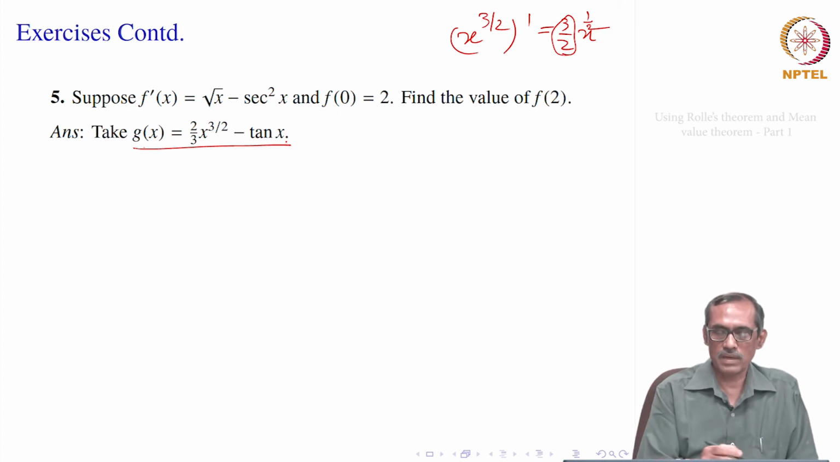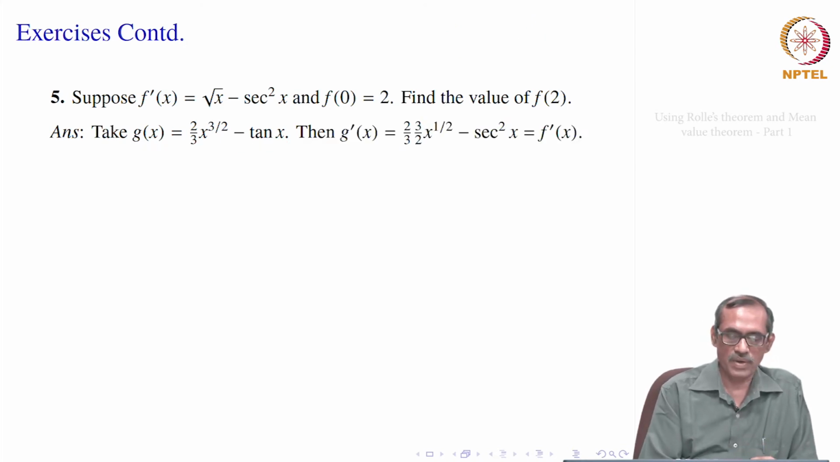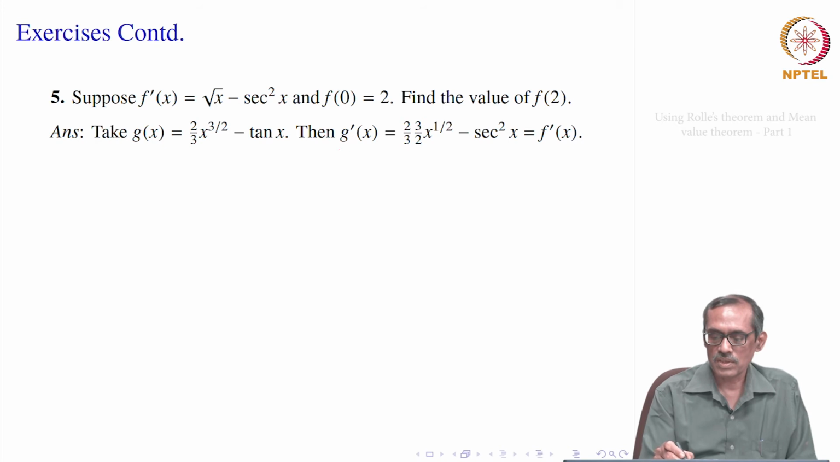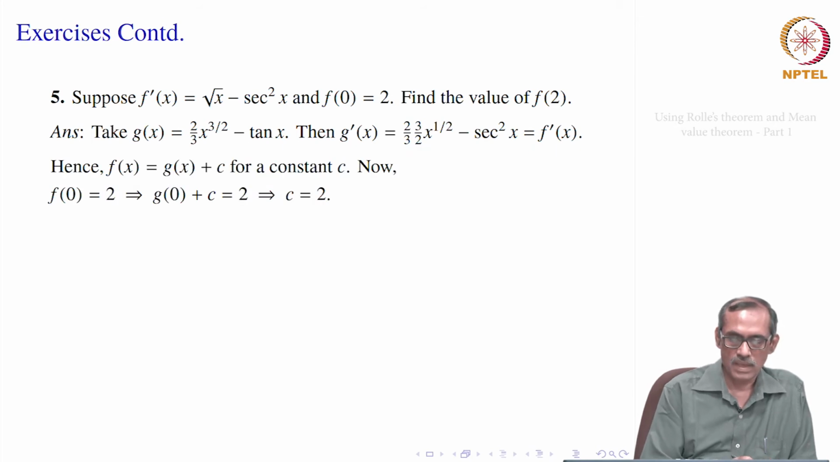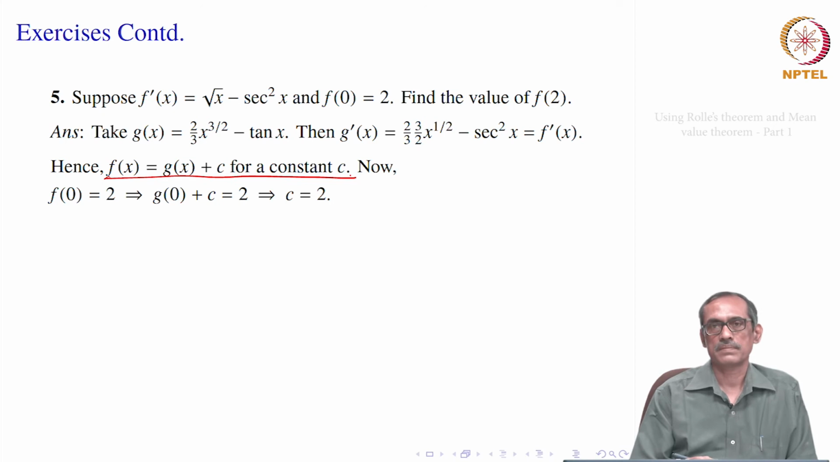So, this is guesswork to find this g, whose derivative should be equal to what is given. Now, we find that g prime x is equal to 2 by 3 times 3 by 2 into x to the power half minus secant square x, which is f prime x. So, g prime x matches with f prime x. Therefore, we conclude that g x and f x will differ by a constant. So, we say that f of x is equal to g x plus c for a constant c.